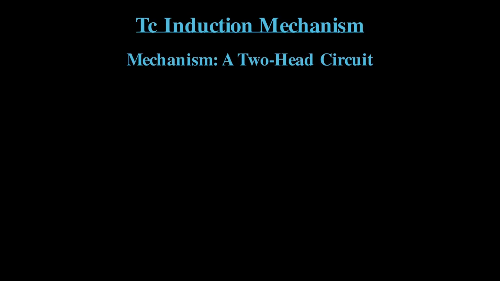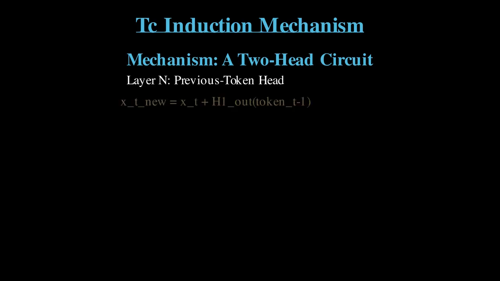In an earlier layer, let's call it layer N, you have a previous token head. Its job is simple. At every position in the sequence, it attends to the token immediately before it. Then, its OV circuit copies the identity of that previous token and writes it into the residual stream. So, after this head, the residual stream at position T now contains information identifying the token from position T-1.